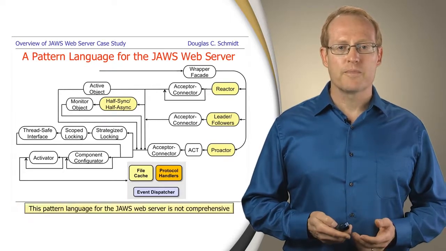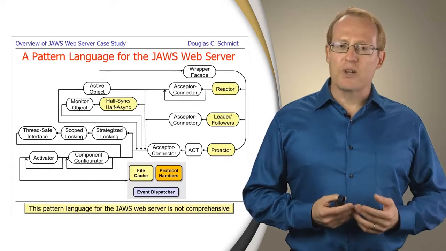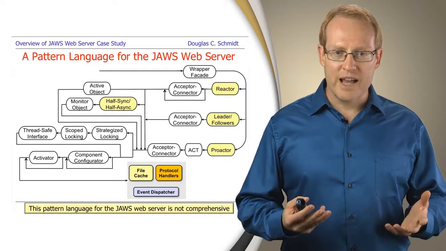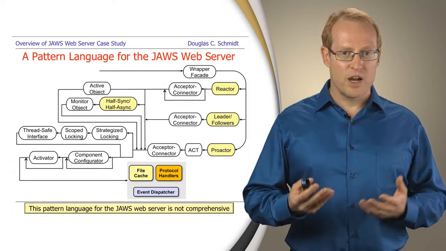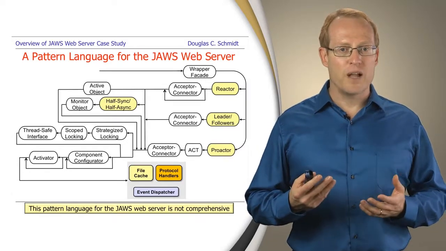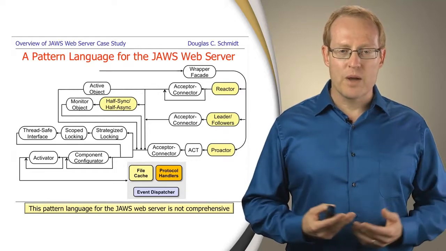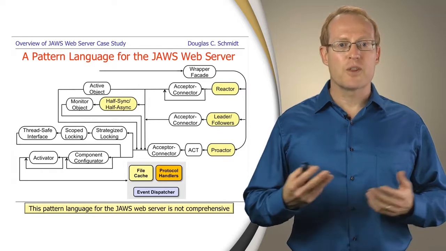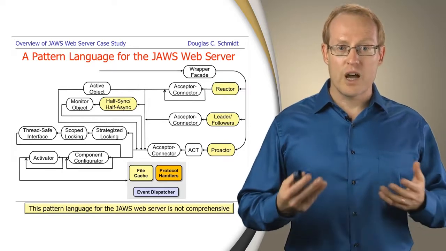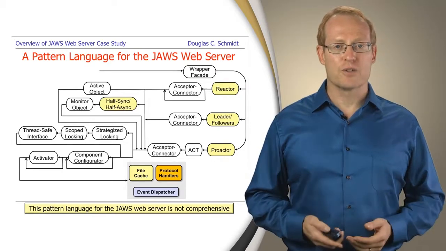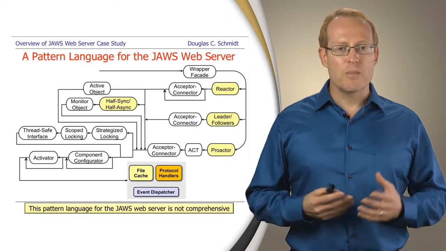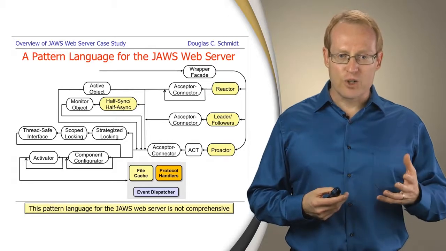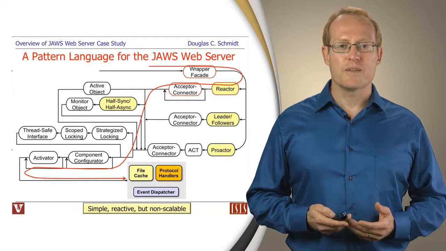This particular pattern language for JAWS is also not intended to be comprehensive. There are other patterns you might have to apply in order to port this to other environments. There are other patterns you would apply to do other parts of building a web server. And of course, if you build a large-scale concurrent and network software system, there'll be many other patterns you have to deal with in order to address other requirements and environmental constraints. But we'll focus primarily on the parts that relate to the event dispatcher portion, because that's where a lot of the interesting concurrent and network programming issues arise.